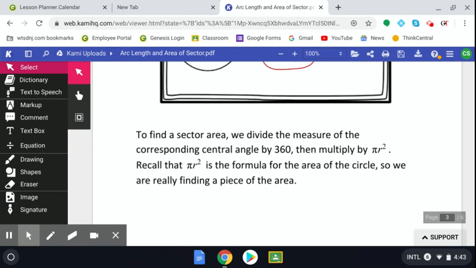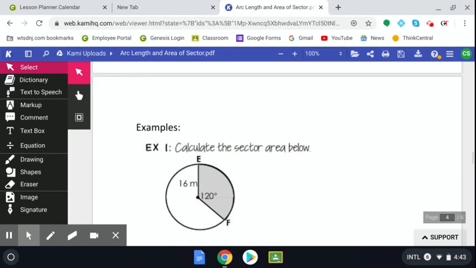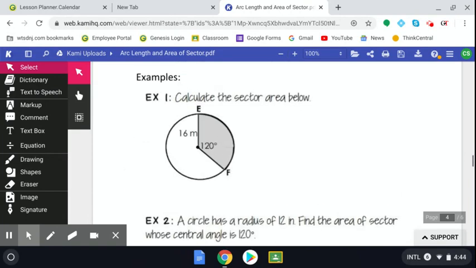So to find a sector area, we divide the measure of the corresponding central angle by 360. Then you're going to multiply by pi r squared. Pi r squared is the formula for area of a circle. So we are really finding a piece of the area, or a slice, okay?